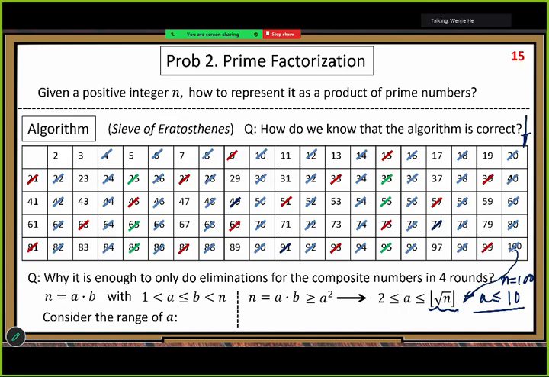Okay? The range for A, this is the range. You only consider A in this range. And specifically, you only need to consider prime numbers in this range. So that's why you only need to do 4 rounds of eliminations. Okay? Good enough for the sieve algorithm.